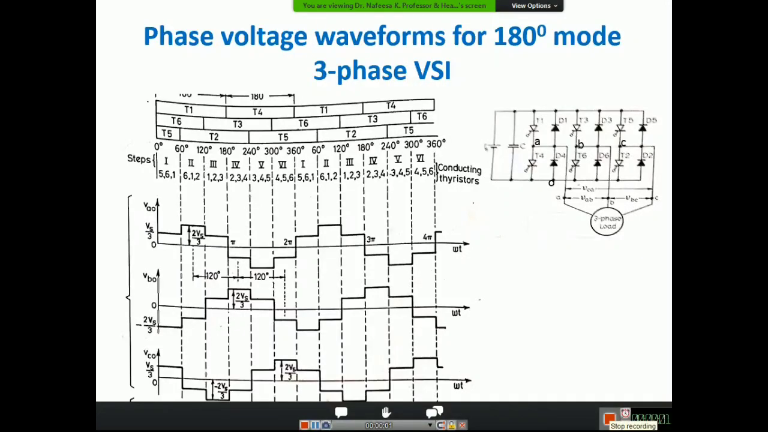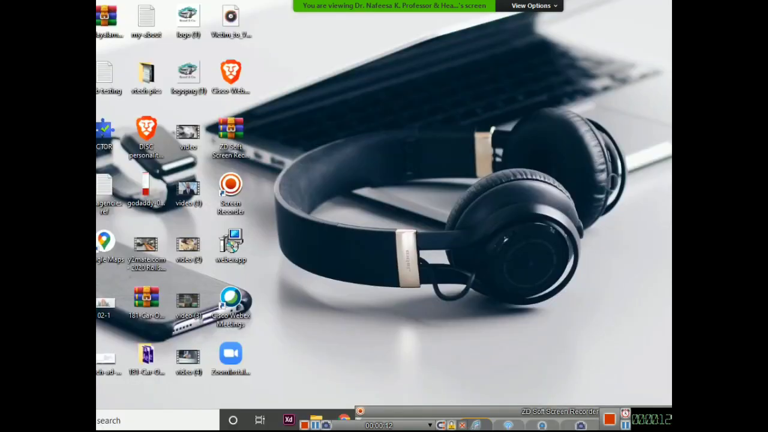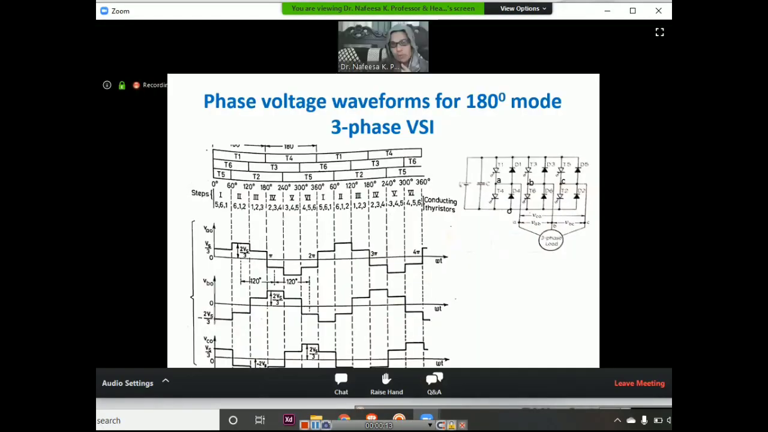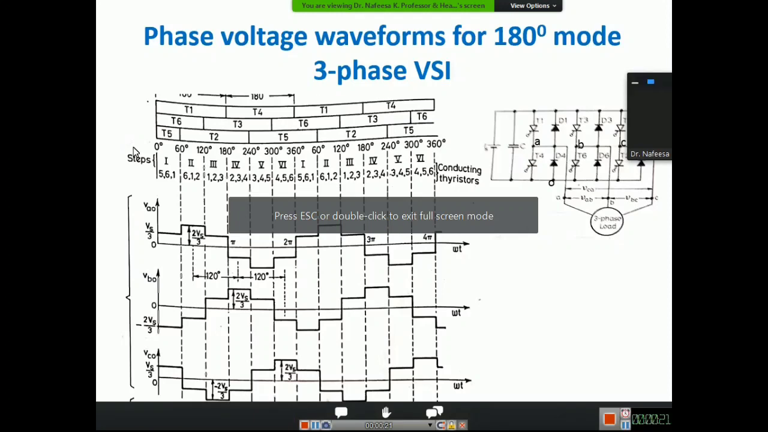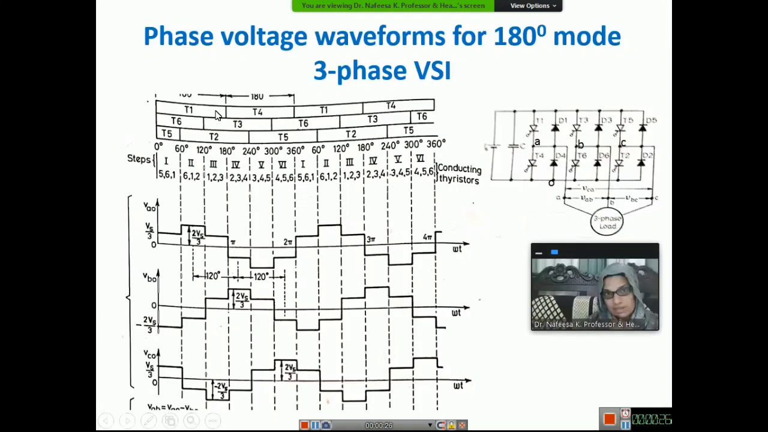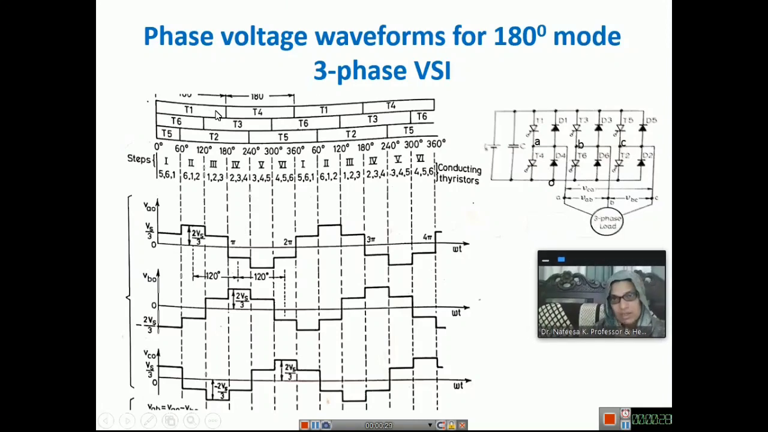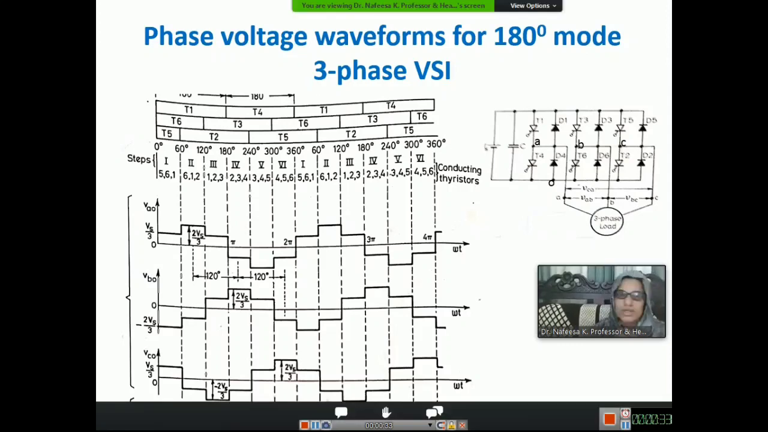Inverter. And as you have already seen in power electronics class, you have studied two modes of operation of three-phase VSI, and that is 180-degree mode and 120-degree mode. In 180-degree mode, each thyristor conducts for 180 degrees. And in 120-degree mode, each thyristor conducts for 120 degrees.